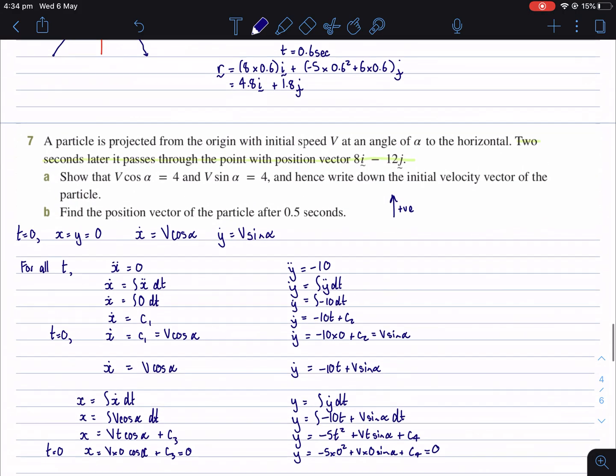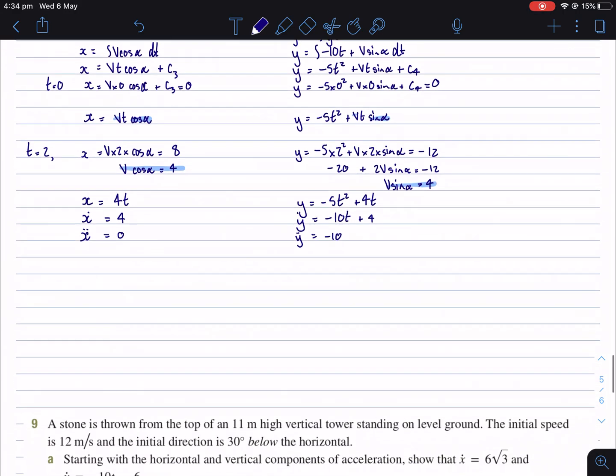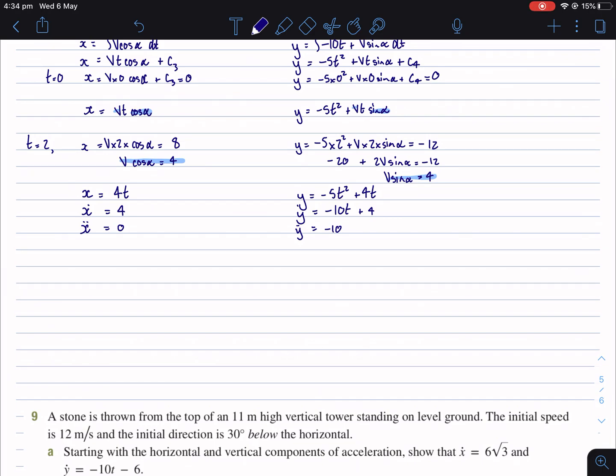What's the actual question I've been asked? Write down the initial velocity vector of the particle. So at t equals 0, the initial velocity vector xi plus yj is going to be 4i plus negative 10t plus 4j.